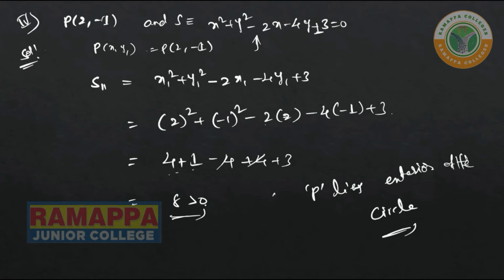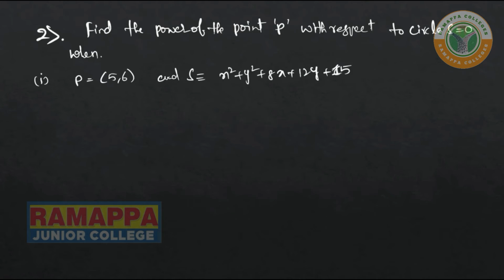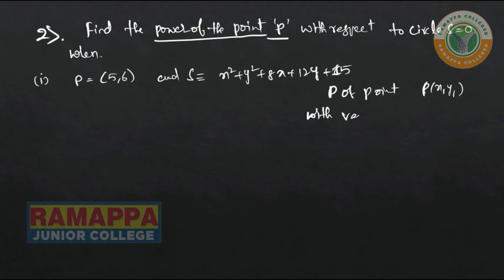Now move to the second question. Find the power of the point P with respect to the circle S equal to 0. So power of a point, what is power of a point, we need to know here first. The power of the point P with coordinates x1 comma y1 with respect to the circle S equal to 0 is S11. So this is what we have to find here, S11.